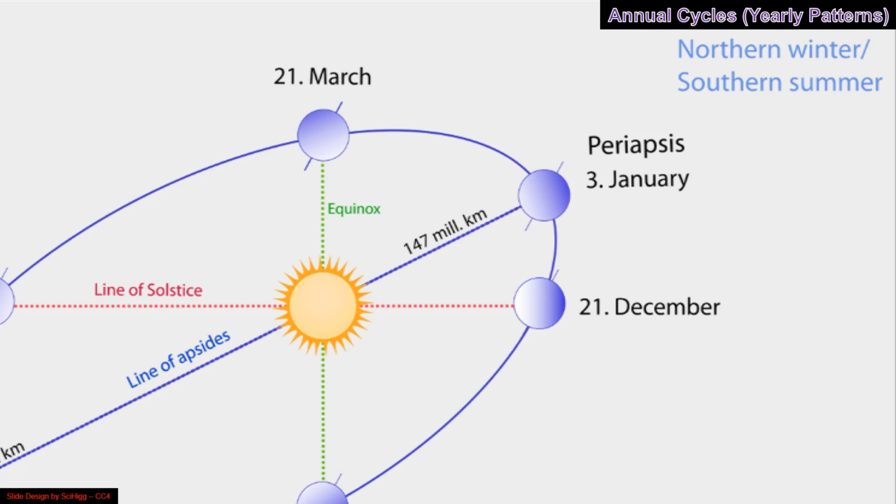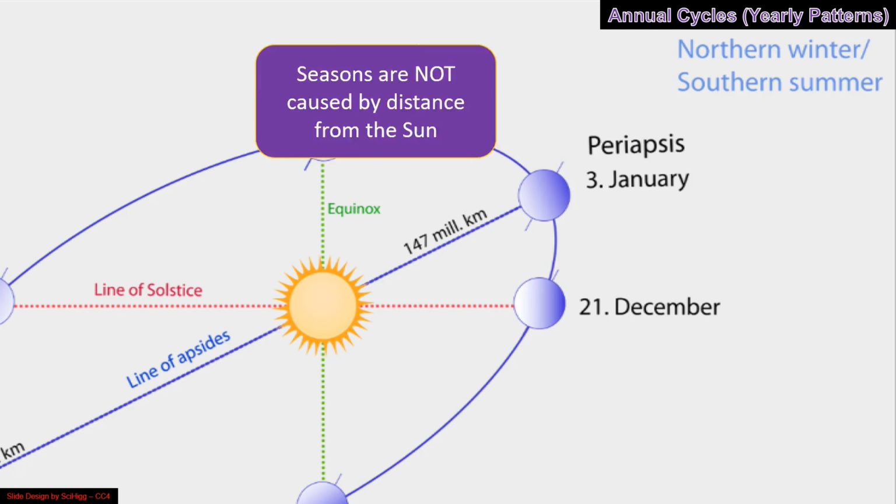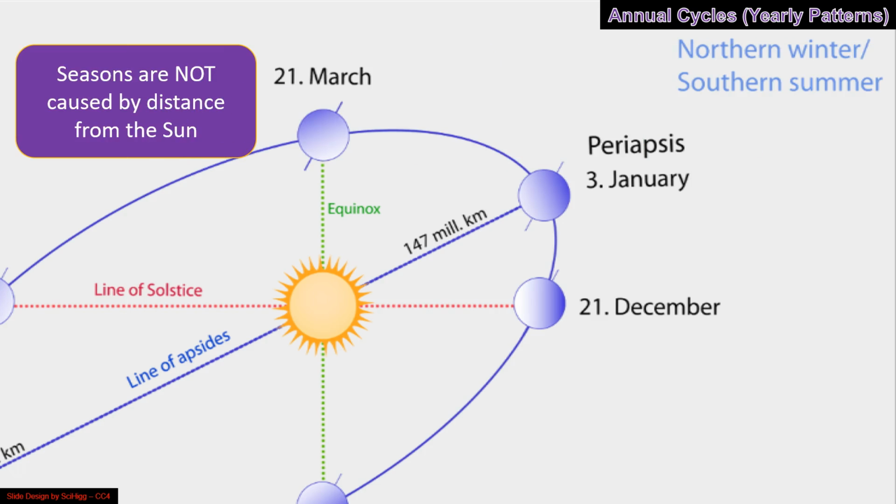And before we get into any of that, I do want to address a misconception right now. Seasons are not caused by distance from the sun. In January, when it is wintertime in the northern hemisphere, we're actually slightly closer. So distance has nothing to do with seasons on Earth.